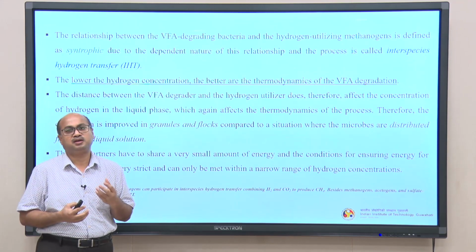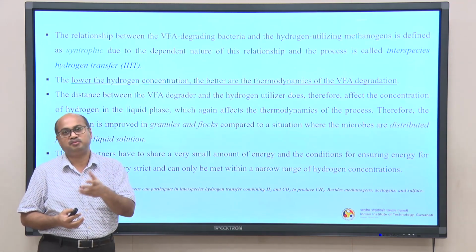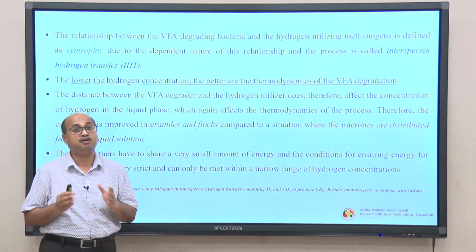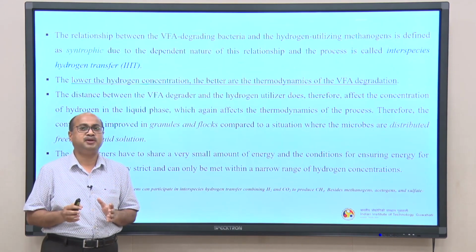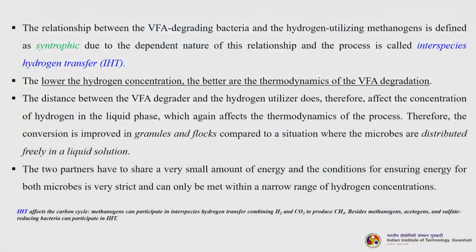So, the products generated by one microorganism are being consumed by the other microorganisms. They are interdependent on each other, they are not actually parasites, and both are feeding on the products of each other. Okay. So, the interspecies hydrogen transfer actually affects the entire carbon cycle.